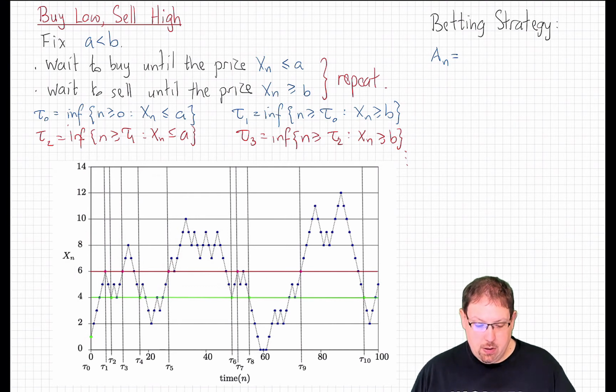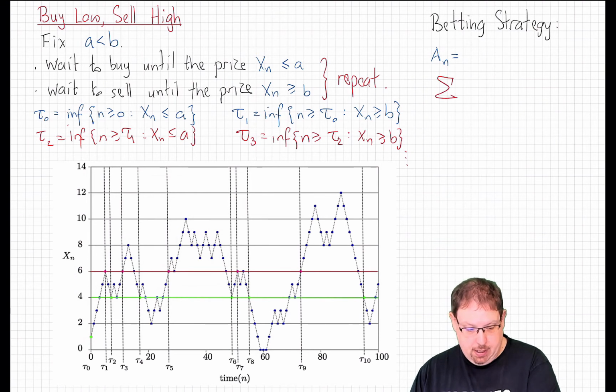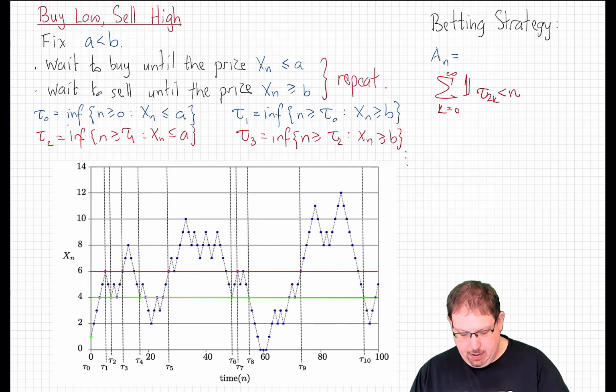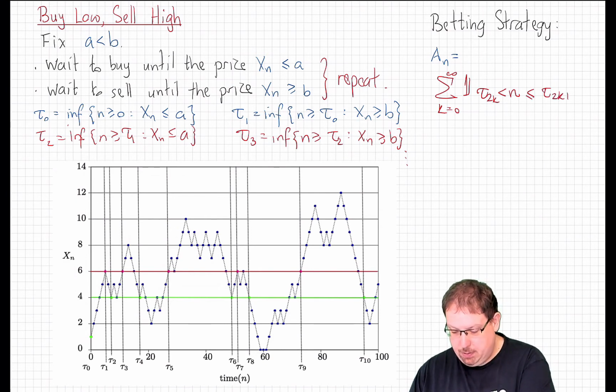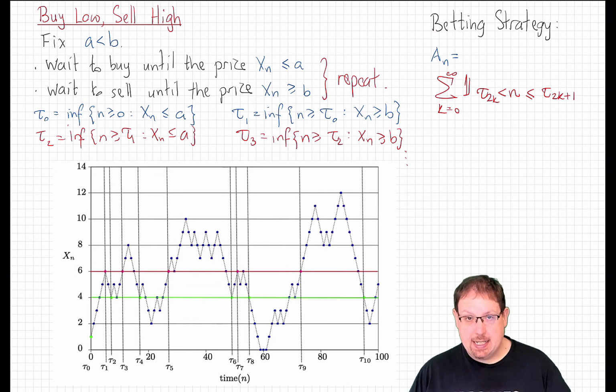Okay, so the betting strategy, buy low, sell high, can be described in terms of those stopping times as follows. We're taking A_n to be the sum, k going from 0 up to infinity, of the indicator that n is greater than tau 2k, the even taus are the ones where the price drops below A, and that n is less than or equal to tau 2k plus 1. The odd indexed stopping times are the ones where the price rises above B.